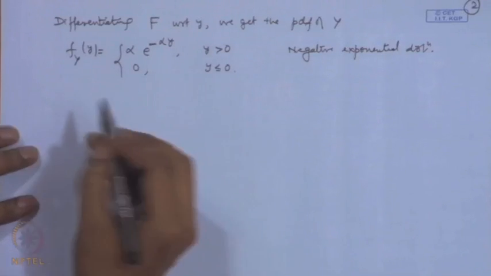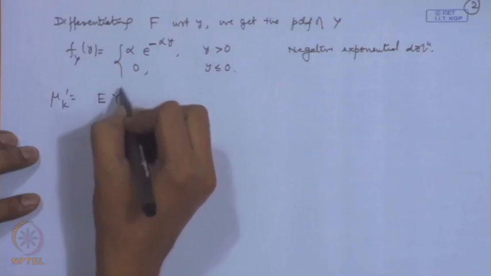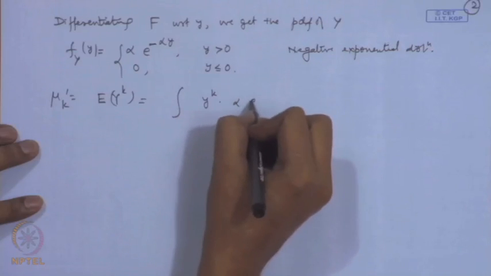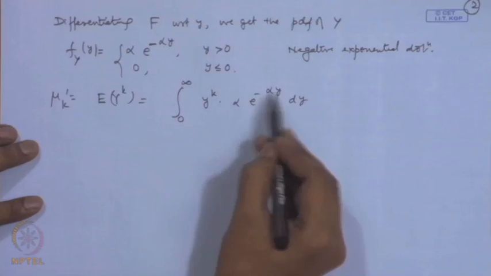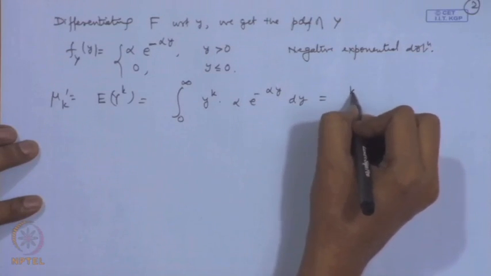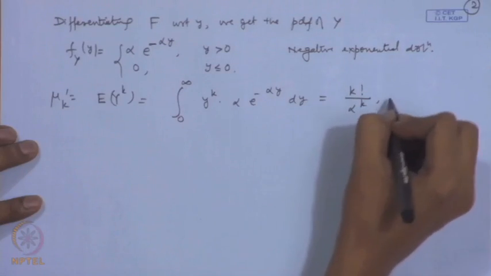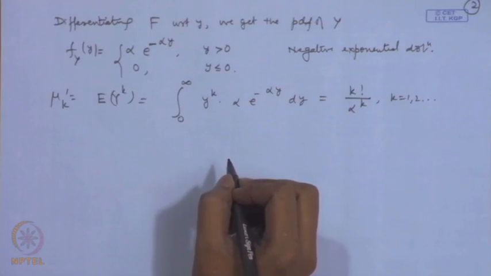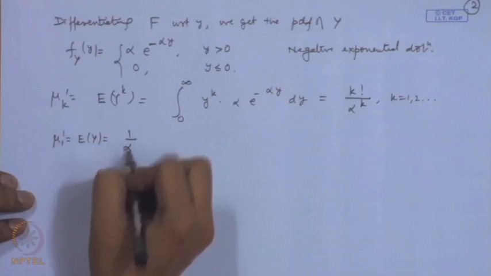The moment structure of this is quite simple. We can write down mu_k prime, that is the expectation of y to the power k, that is equal to the integral of y to the power k alpha e to the power minus alpha y dy from 0 to infinity. Now, this is nothing but a gamma function. So, the value is simply equal to k factorial divided by alpha to the power k for k equal to 1, 2 and so on. So, we get the mean, that is equal to 1 by alpha.